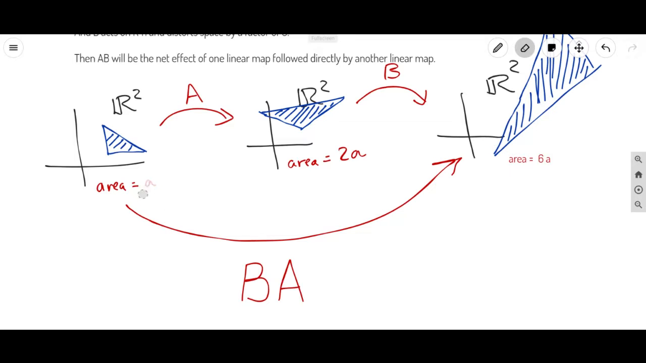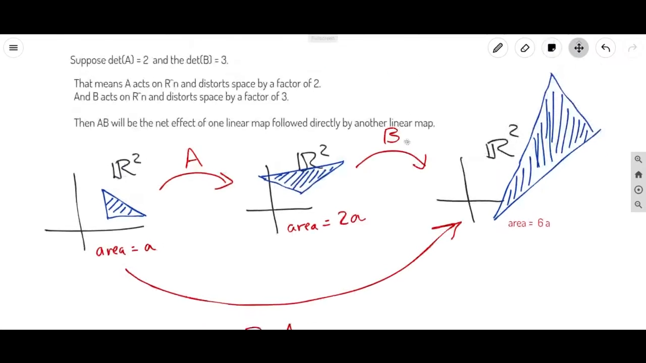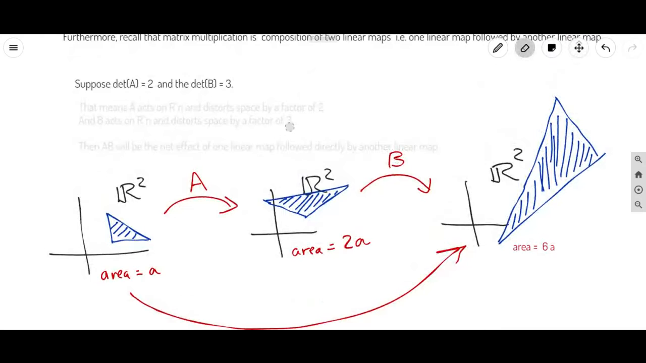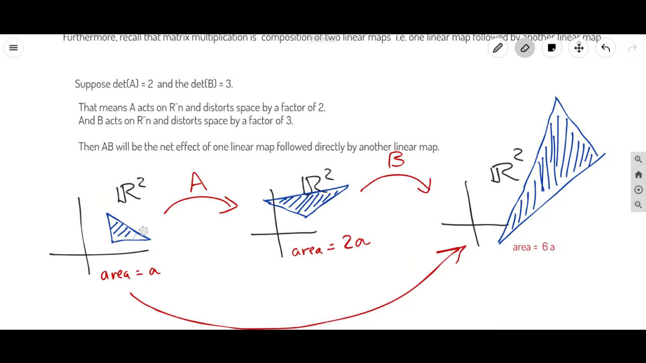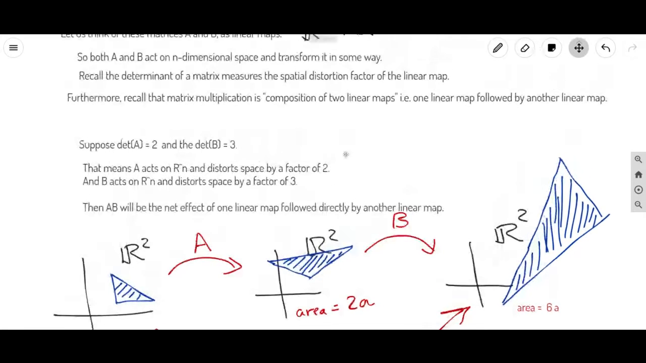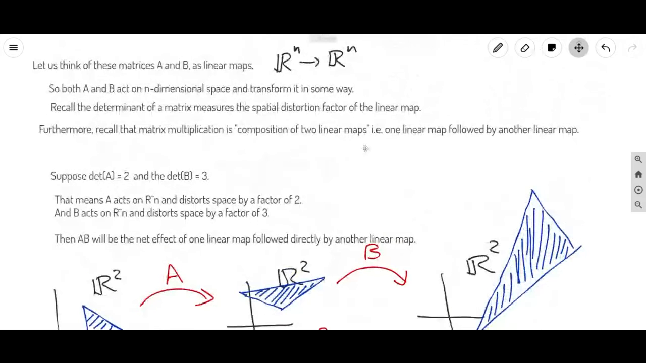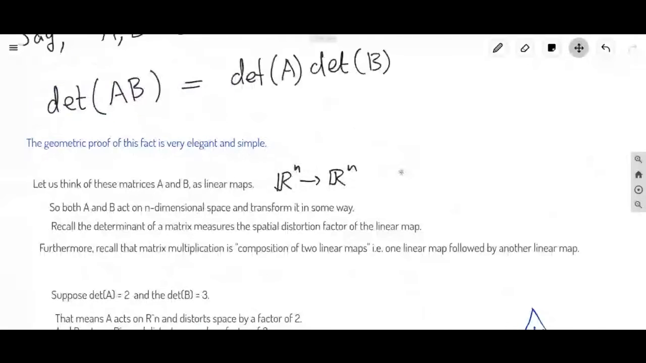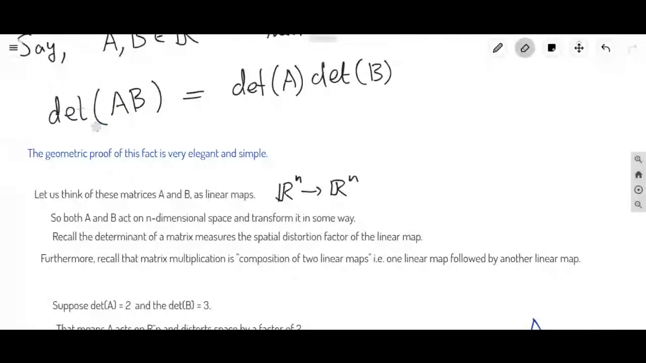But look at what happened to the area. The original area was A, and now the new area is 6A. You see, and where's that 6? It's really 2 times 3. That's what it is. It's the product of these two. The product of these two is going to tell you what the net effect would be. And that's like the nice geometric proof of this. Like if you think about it geometrically, it should make sense why the determinant of AB is equal to that.